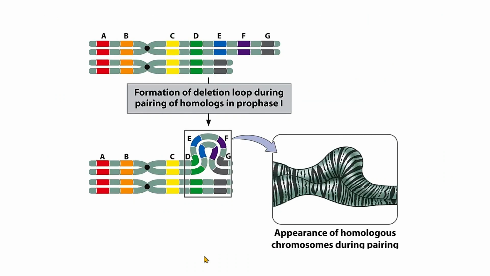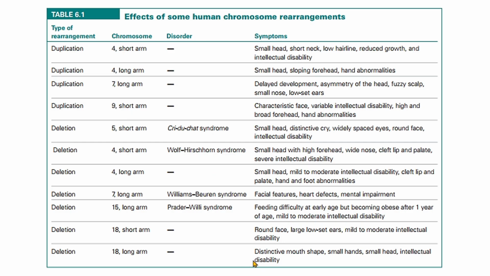This is a picture showing you the formation of a deletion loop during pairing of homologs in prophase 1. The appearance would be just like a kind of a loop. You may pause this video to read the different effects of human chromosome rearrangement, from duplication to deletion.